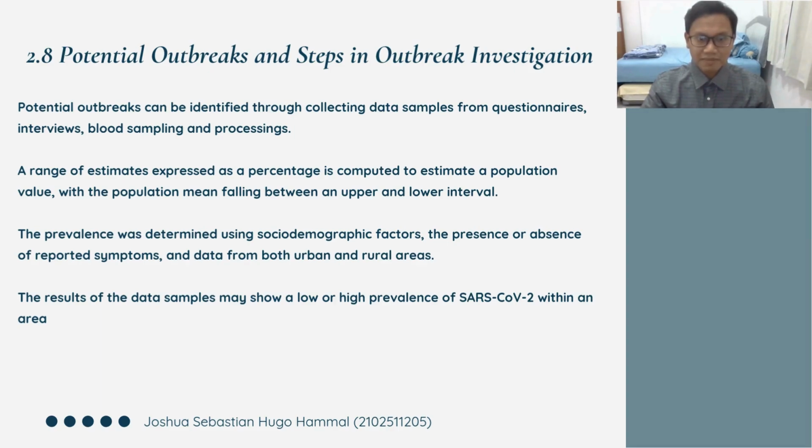Potential outbreaks can be identified through collecting data samples from questionnaires, interviews, blood sampling, and processing. A range of estimates expressed as a percentage is computed to estimate the population value, with the population mean falling between an upper and lower interval. The prevalence was determined using socio-demographic factors, the presence or absence of reported symptoms, and data from both urban and rural areas. The results of the data sample may show a low or high prevalence of SARS-CoV-2 within an area.